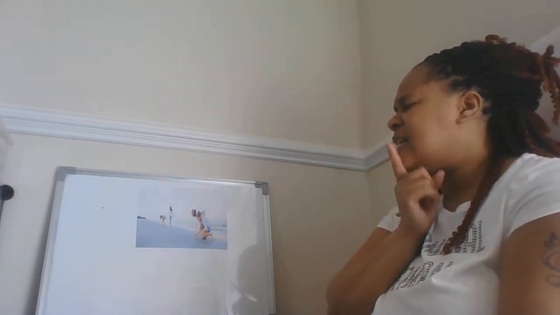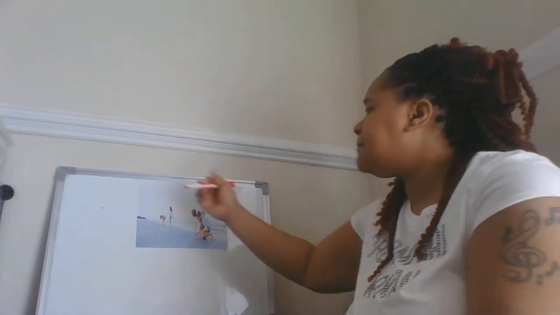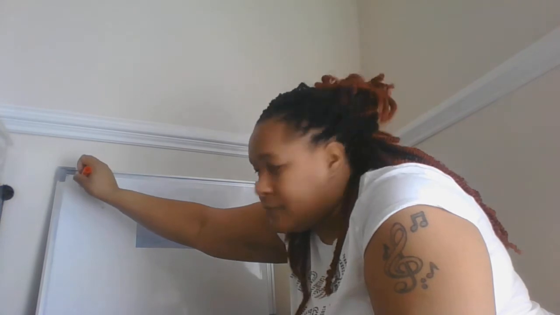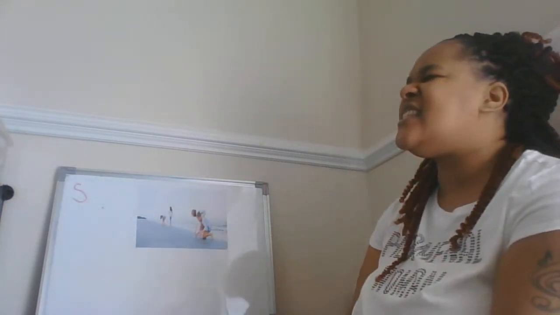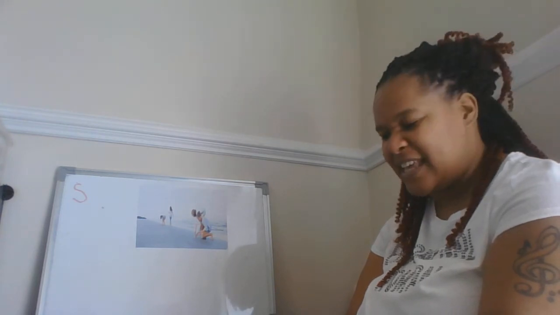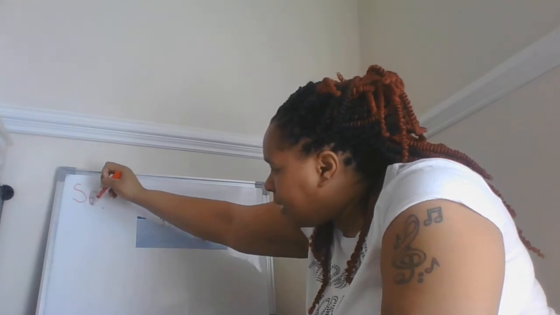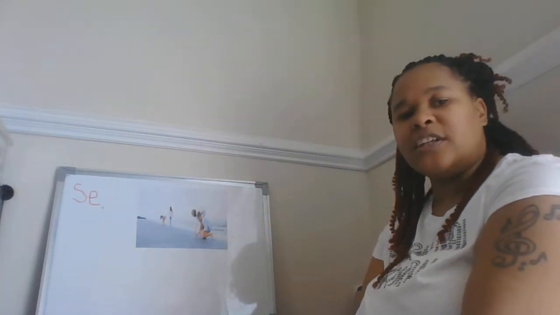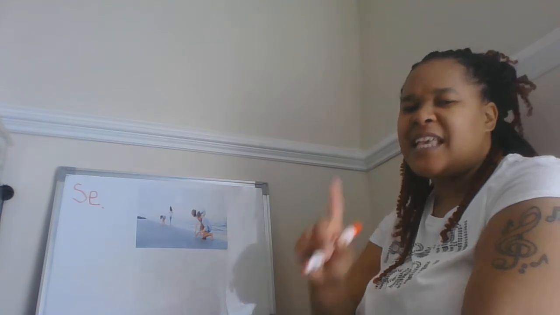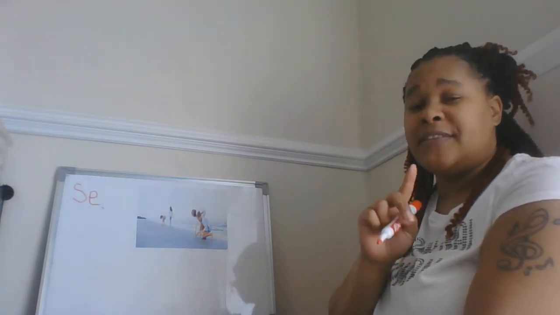Spell seashore? C. What makes the sound? S. C. Eh. What makes the sound? C. You hear E. Okay. Shore. Shh. It's the H. It's a blending sound. So I'm gonna give it to you. SH.